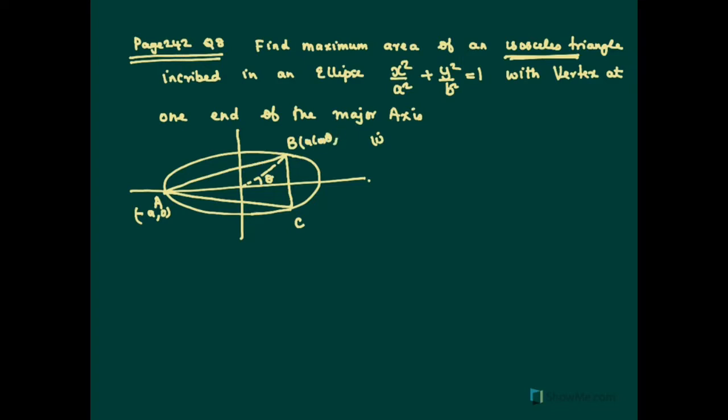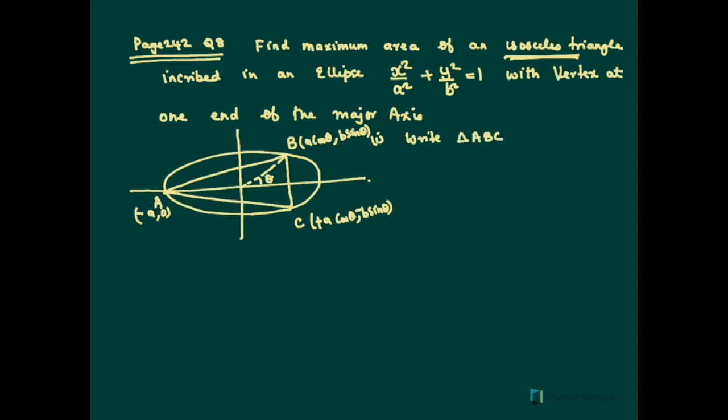I am going to take B as a cos theta, b sin theta, where theta is this angle. Now this is a trick in which you have to take it, guys. Remember, B is a cos theta, b sin theta, and C is a cos theta and minus b sin theta, because the b sin theta comes on the down part, that's why it is negative.